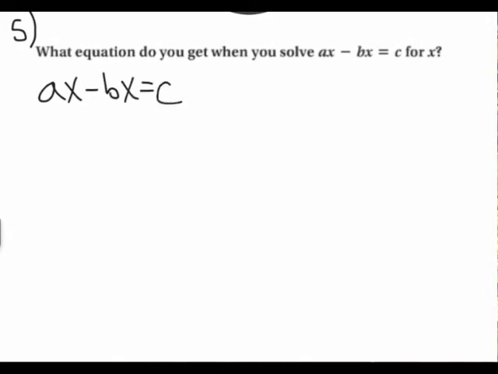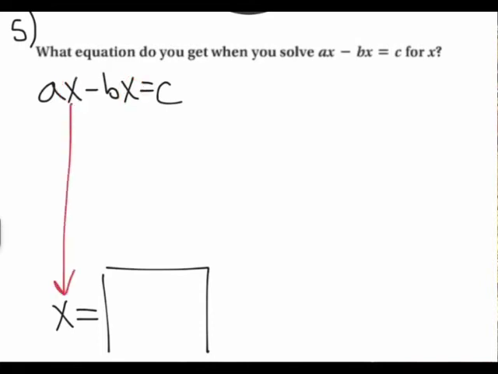So, if we want to solve this equation for x, that means our goal is to write the equation so that x equals something. Okay? So we want to isolate the x. Here's the problem in this case. Do you see what the problem is? Well, we have x's in two different places. So how in the world do we combine the two x's into one x? That's our problem.